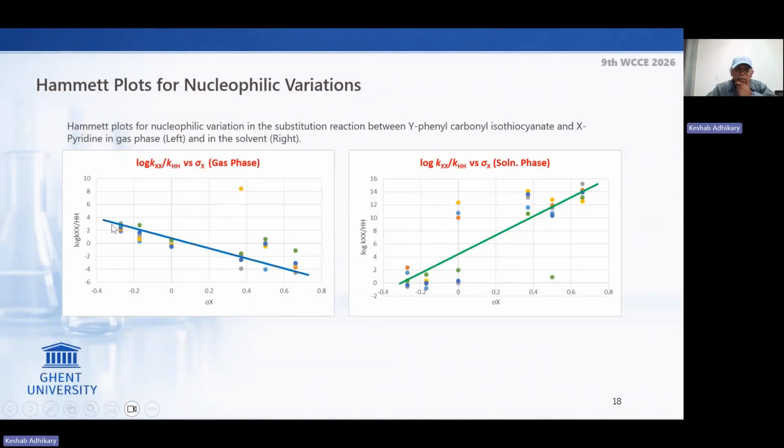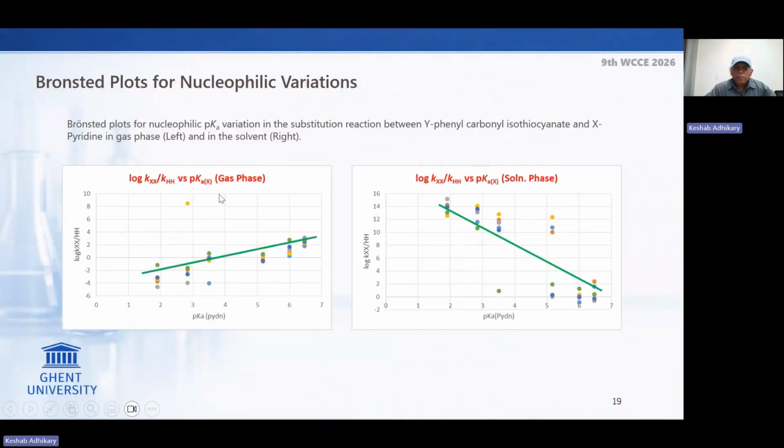and this is the Hammett substituent constant of the nucleophile. If we plot, then we can find in both cases, solvent phase and gas phase, a linear correlation, except for some deviation from the electron-accepting nucleophile. And here, this is the linear correlation for the pK value of the nucleophiles in the gas phase and also in the solvent phase.